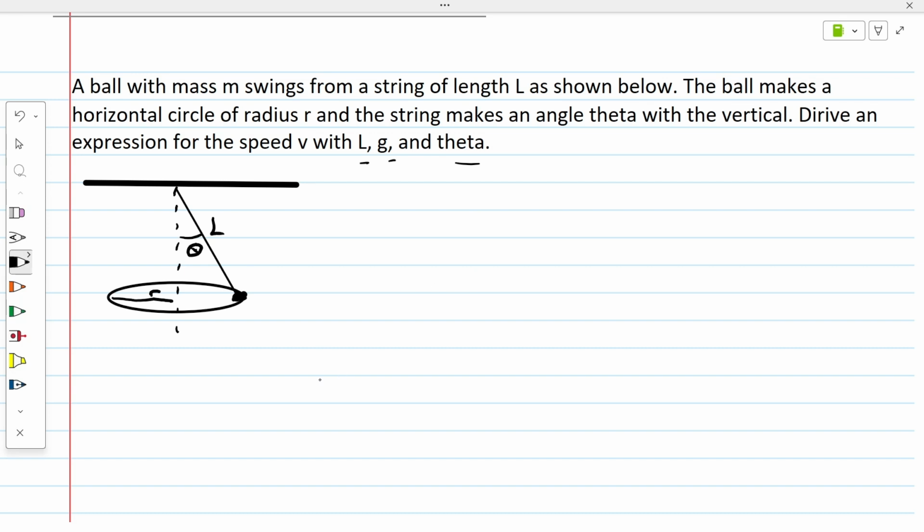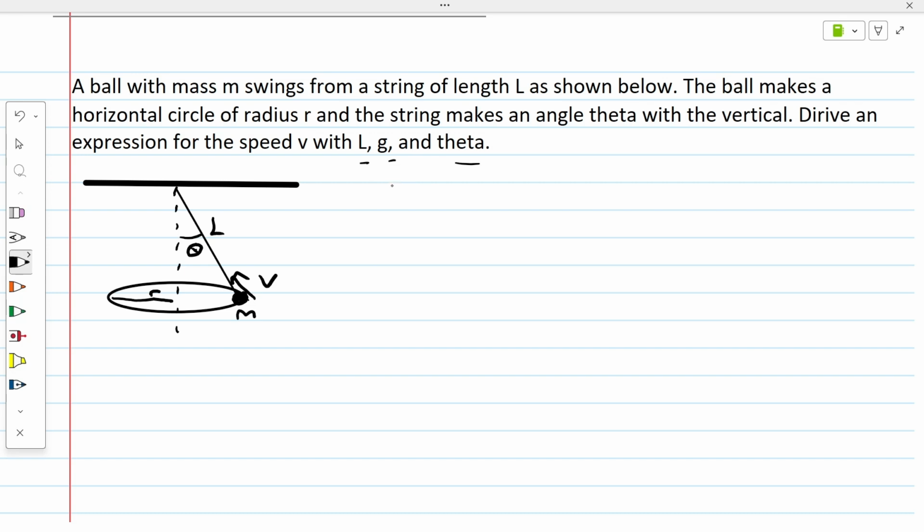Okay, so we know this ball is traveling with some speed and it has some mass. So we can just say, yep, it says the ball of mass m, so we'll say this ball right here has mass m. And so we know it's traveling with some speed v, and we want to see what this speed v is in terms of L, g, and theta.